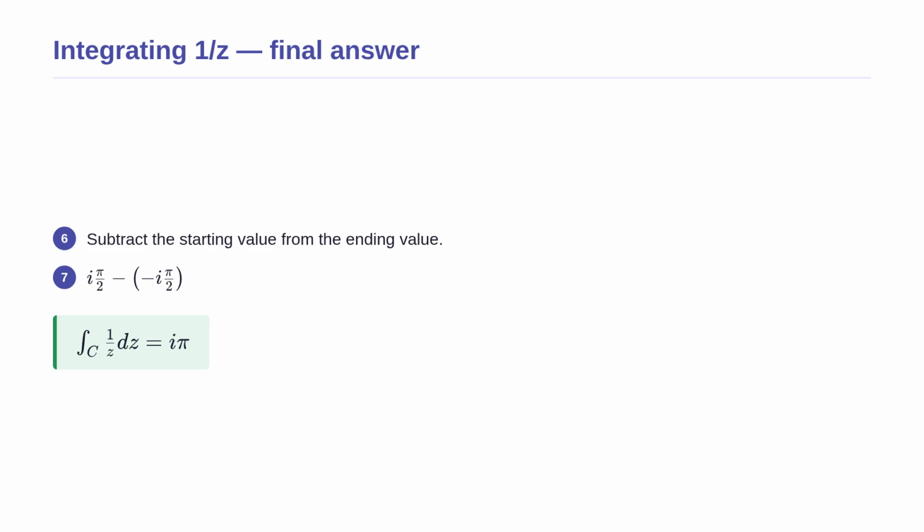To finish the problem, we subtract the starting value from the ending value. We take i times pi over 2 and subtract negative i times pi over 2. The two negative signs cancel out to become a positive sign. They add together perfectly to give a final answer of i times pi. This beautiful result shows how complex angles directly influence the outcome of an integral.